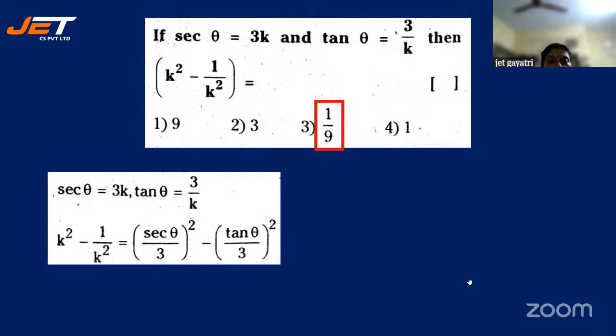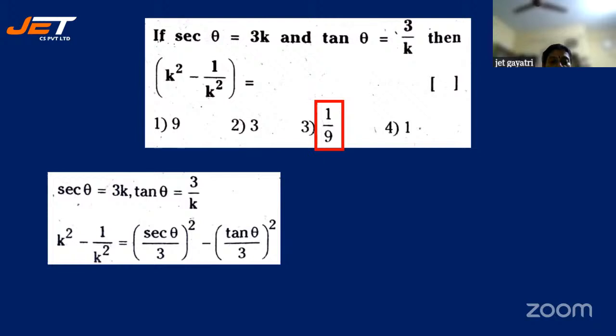Okay, so secant theta is nothing but 3k, whereas how do you find out your k? It is nothing but secant theta by 3. So what is k the whole square? Secant theta by 3 the whole square minus, what is 1 by k square? So in this you can easily write what is tan theta? Tan theta by 3 is equal to 1 by k. So what is 1 by k the whole square? It is tan theta by 3 the whole square.